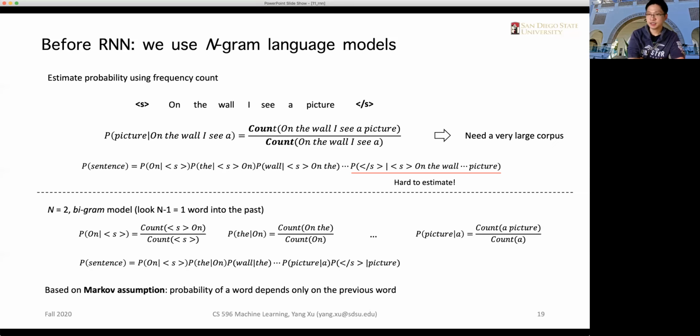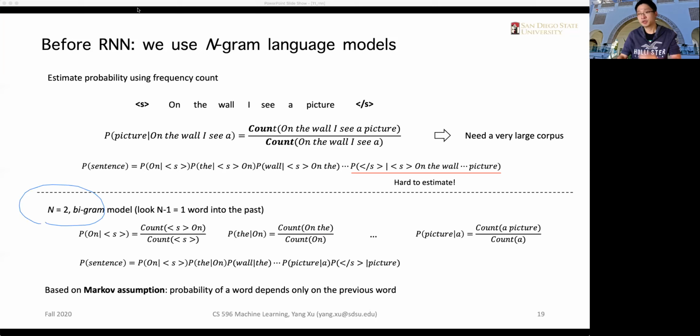It's basically the idea that the probability of future events depends only on the immediately previous event. We don't trace back to further histories. Okay, so this is the case for bigram.